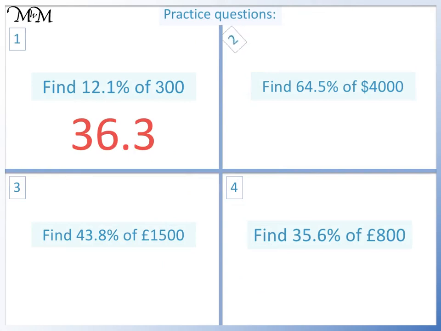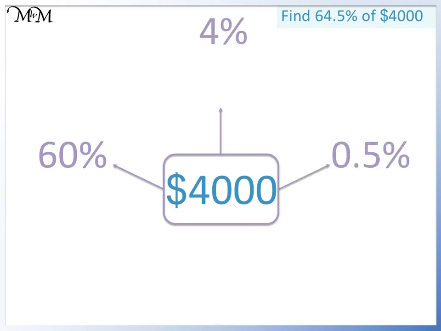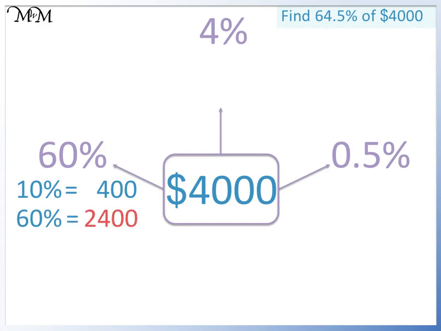Question 2. Find 64.5% of $4,000. We partition 64.5% into 60%, 4% and 0.5%. Starting with 60%, we can find that 10% of 4,000 is 400. So to find 60%, we multiply by 6. 4 times 6 equals 24. So 400 times 6 equals 2,400.